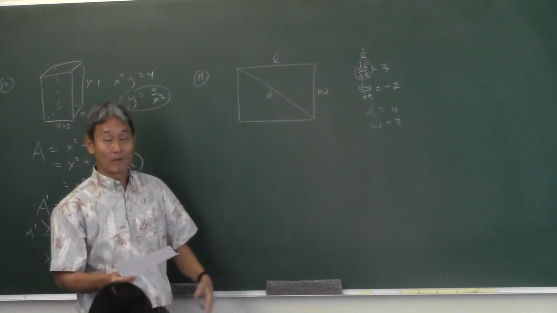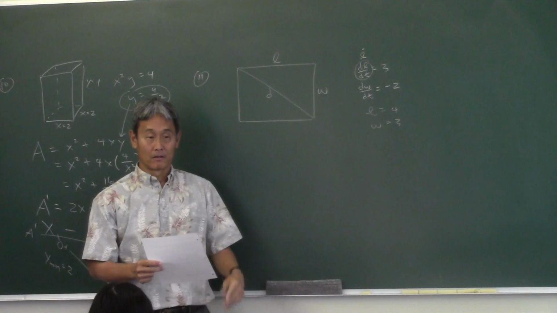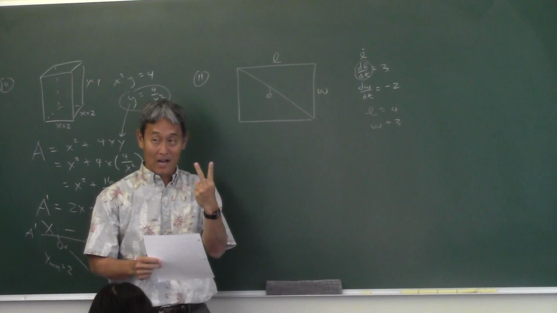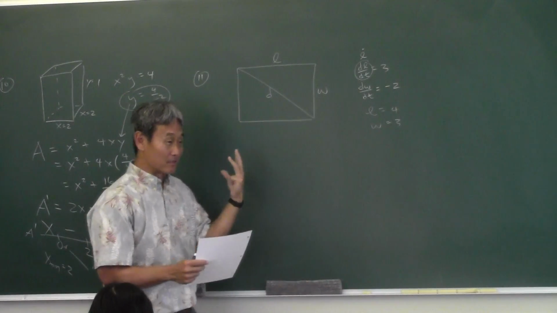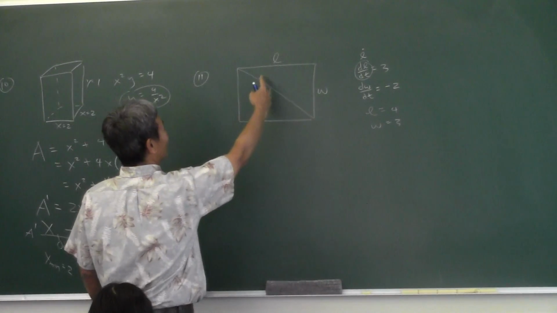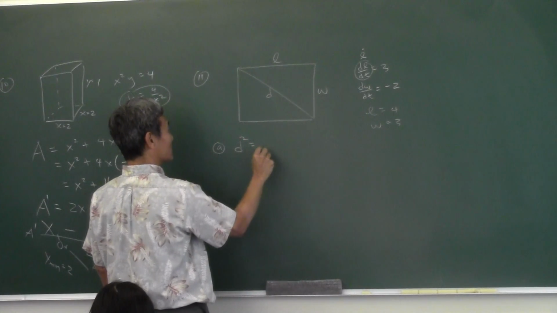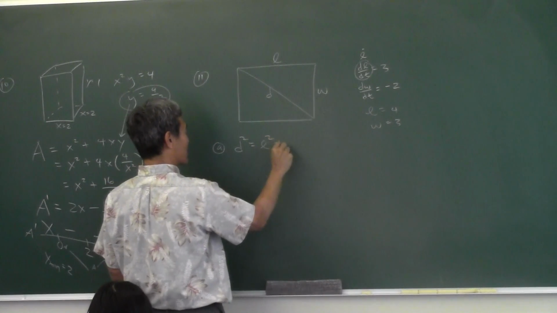What's the three steps for related rates? Write an equation. Take the derivative with respect to time. And then plug in the numbers. Okay, now look at this picture. What equation relates these variables? Pythagorean theorem. D squared equals L squared plus W squared.